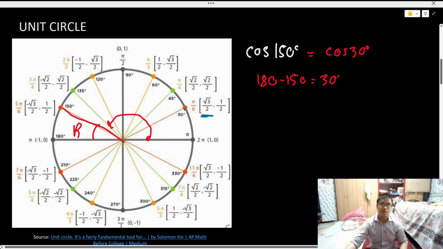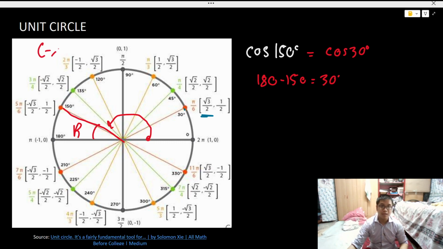But you're in the second quadrant, right? So in the second quadrant, your ordered pair would be negative and positive. Meaning your x here is negative while your y is positive. So therefore, your x, which is your cosine, is negative. So you will have negative cosine 30 degrees as a result.